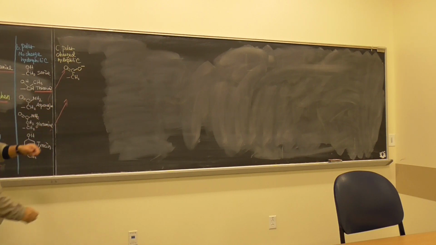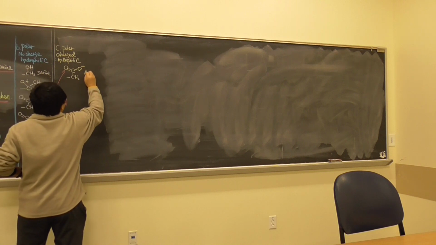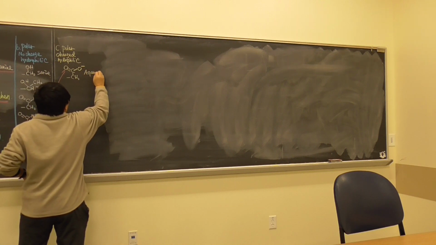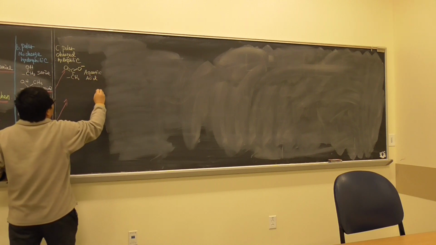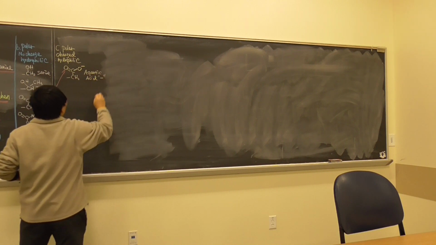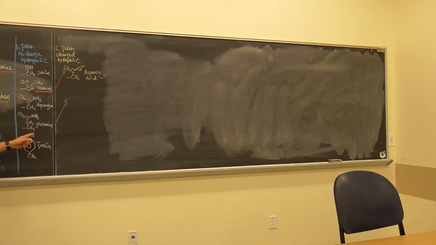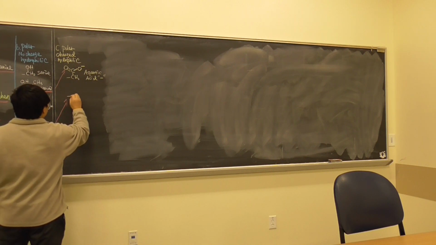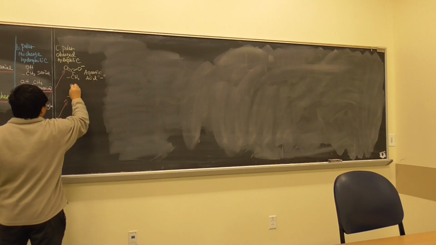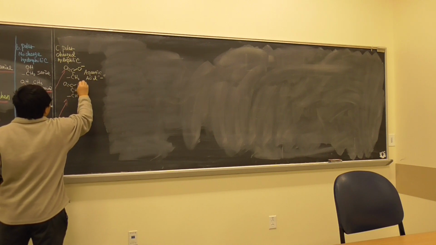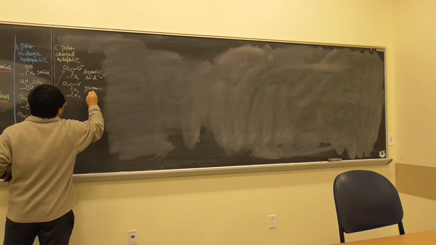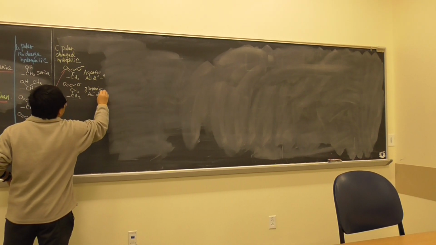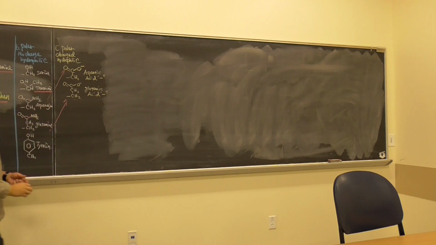You have asparagine. This is aspartic acid. Now acid, it is negatively charged. You have a glutamine. So you have a glutamic acid. CH2, CH2. This is glutamic acid. This is also negatively charged.